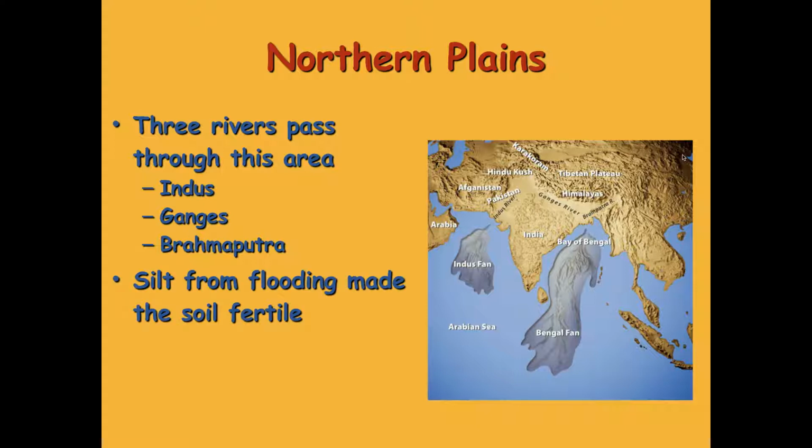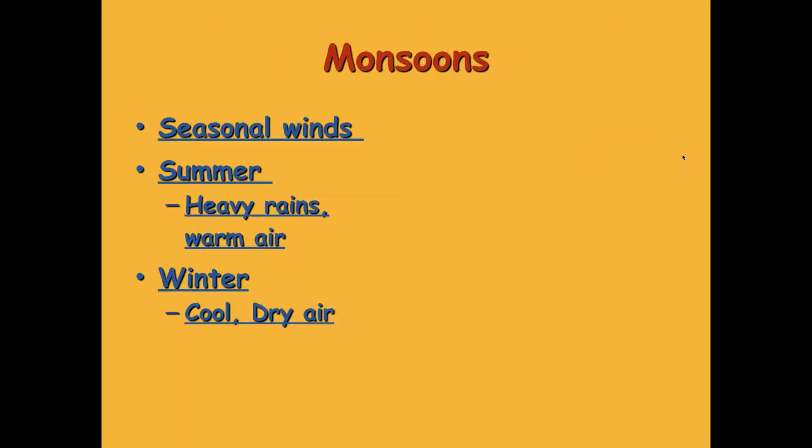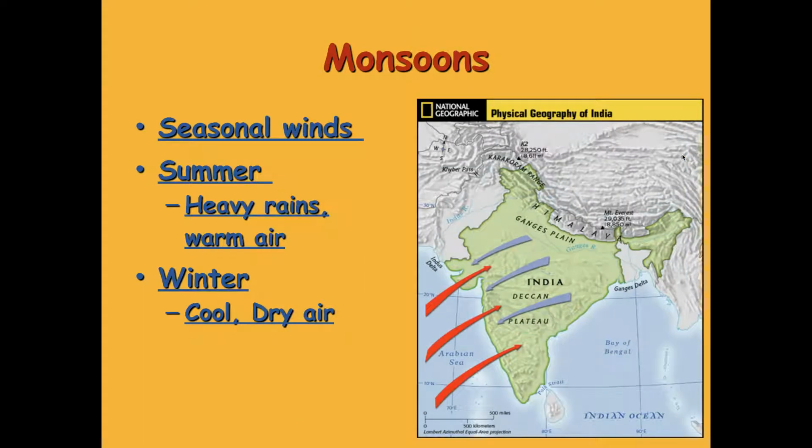So these rivers brought silt, which is kind of wet soil. They brought this silt along the rivers, and what this did is it made the areas around the rivers really fertile for growing food and agriculture. And as a result, most of the civilizations that developed in India developed along here because they were able to grow things.